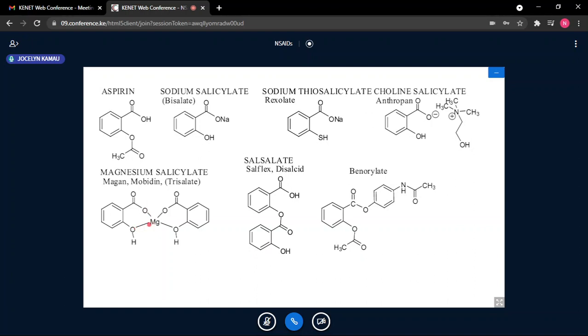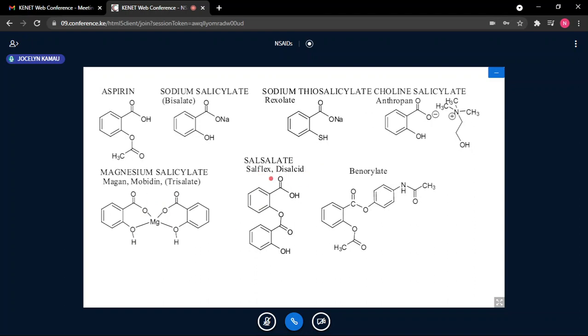This here, usually the hydrogen should not be there, that more often than not being an ionic bond. So then again, the carboxylic acid from the other salicylic acid is bonding there, and this one bonding there. So this is what we call magnesium salicylate. When it gets in the body and it's hydrolyzed, it will give you 2 salicylic acid moieties.